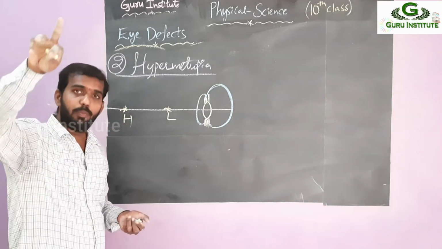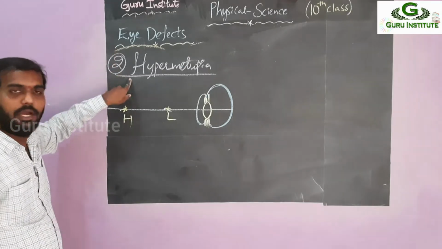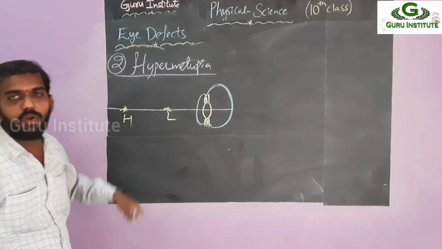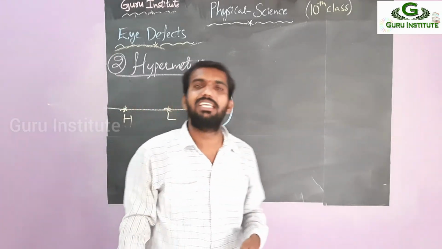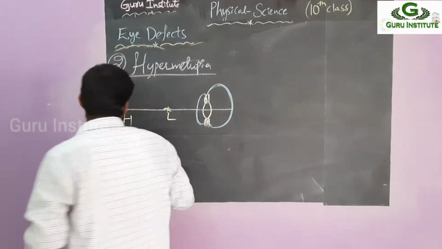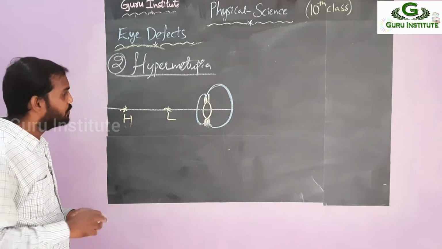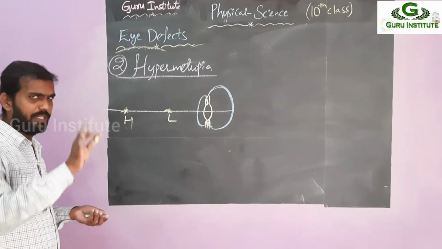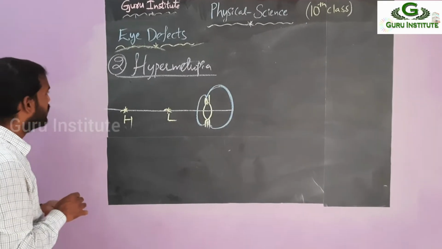In the case of myopia, I am using the first letter of myopia, M. In the case of hypermetropia, I am using the first letter, that is H. That's only for indication, okay? So now just observe the picture. After that we can discuss this.